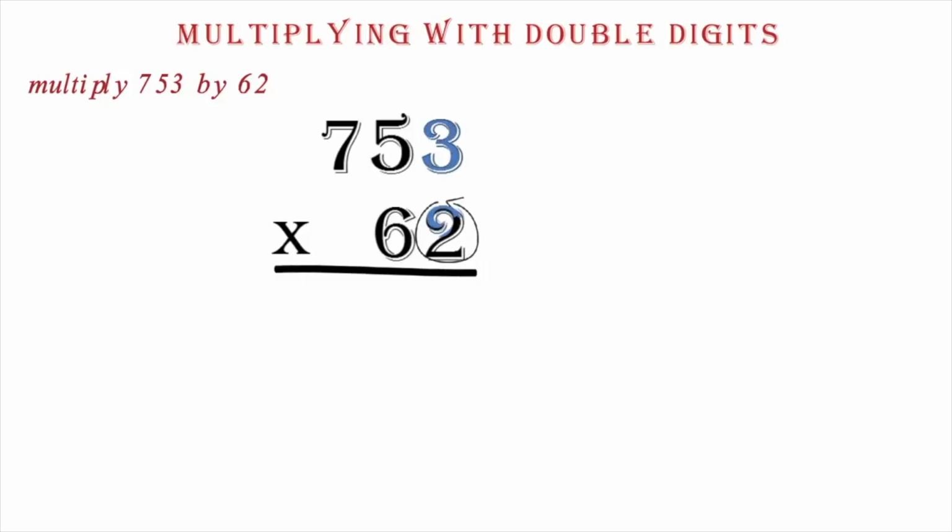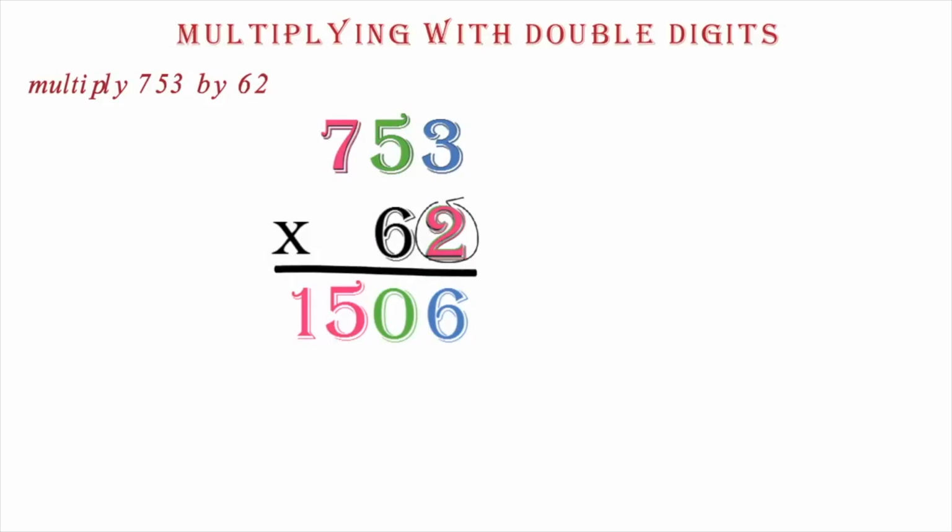So 3 by 2 is 6. Then we do the 5 by 2 to get 10. This is a double digit, so we will keep the 0 and carry the 1. We now multiply the 7 by 2 to get 14. Add the 1 we carried, and we have 15. Let me wipe this 1 out so we do not get confused with our next steps.